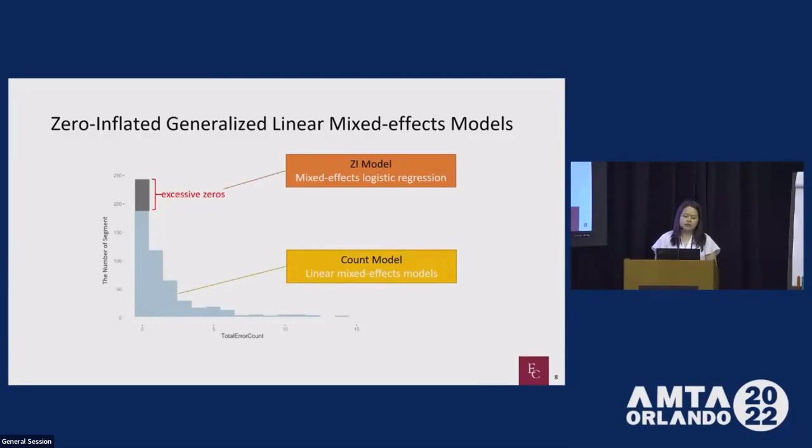So in the context of this study, excessive zeros refer to the segments with 0 errors. In reality, these are what we would like to observe, although the term excessive may give you some negative impression. In the ZI model later in my analysis, we will see how likely it is for a segment to be a member of these excessive zeros, and higher likelihood should be interpreted as a positive result.